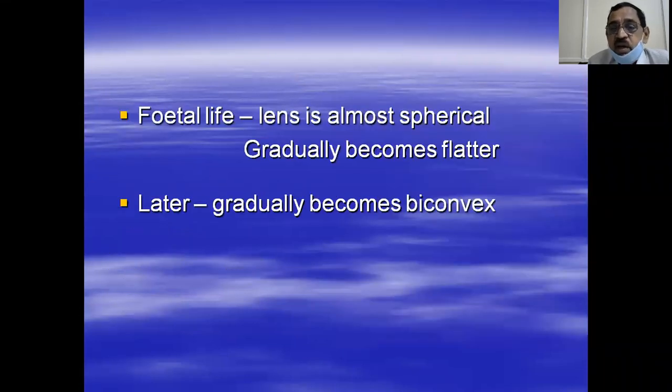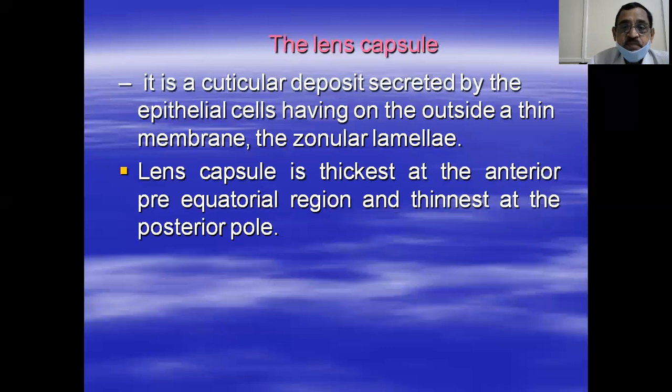In the fetal life, the lens is almost spherical or round, and gradually it becomes flatter, and finally it attains the shape of a biconvex lens. The lens capsule is a cuticular deposit secreted by the epithelial cells, having on the outside a thin membrane known as zonular lamellae. The lens capsule is thickest at the anterior pre-equatorial region and thinnest at the polar region. At the anterior pre-equatorial region, it is around 14 microns, and at the posterior polar region, it is 3 microns.